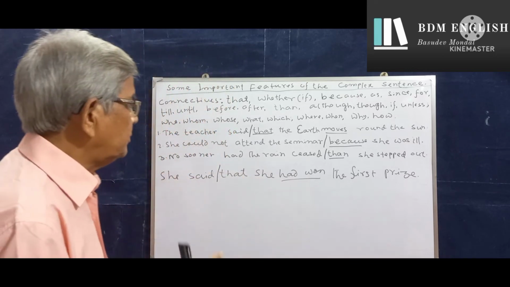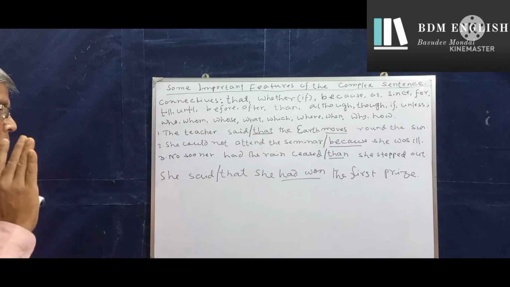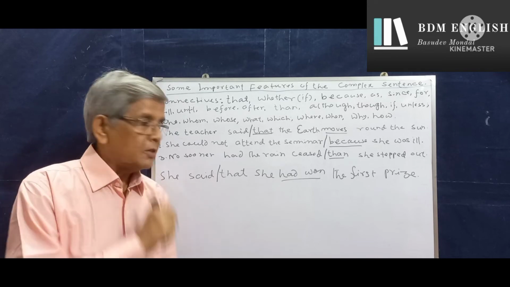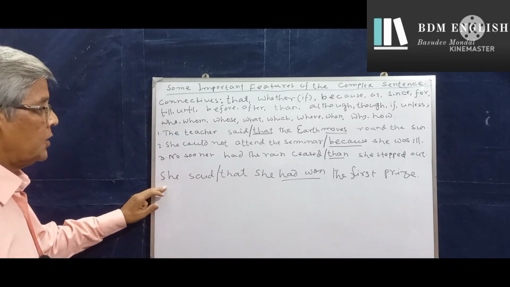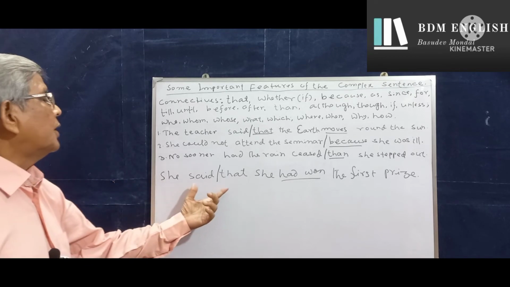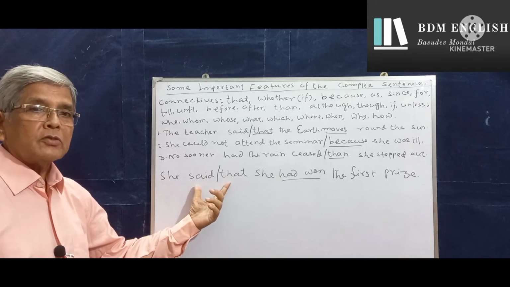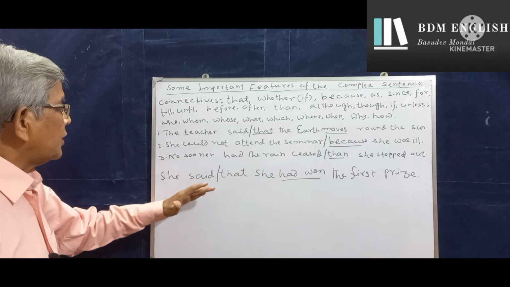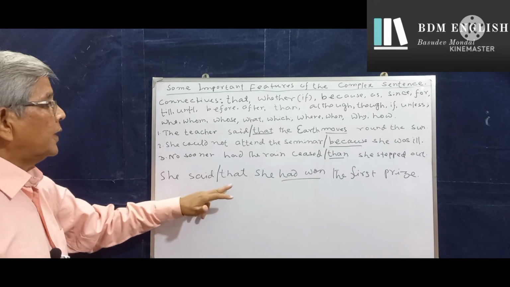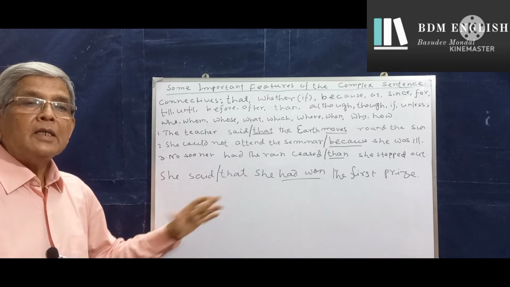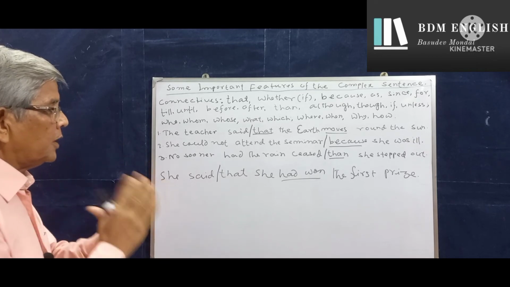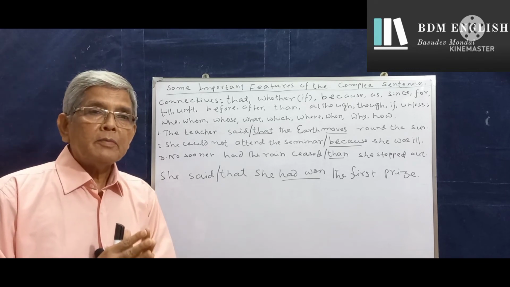When we change direct speech to indirect speech, the sentence is most often a declarative complex sentence. Look at this sentence. She said that she had won the first prize. Perhaps you have already understood that this one is an indirect speech sentence. But at the same time, it is a complex sentence, a declarative complex sentence. She said is the principal clause. That she had won the first prize is the subordinate clause. So, an indirect speech sentence is very often, rather most often, a declarative complex sentence.